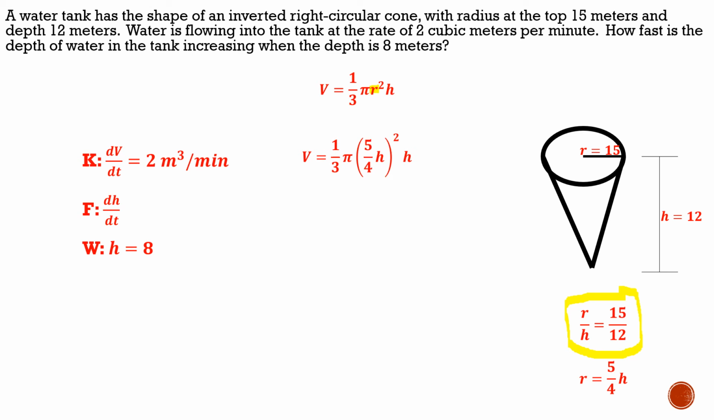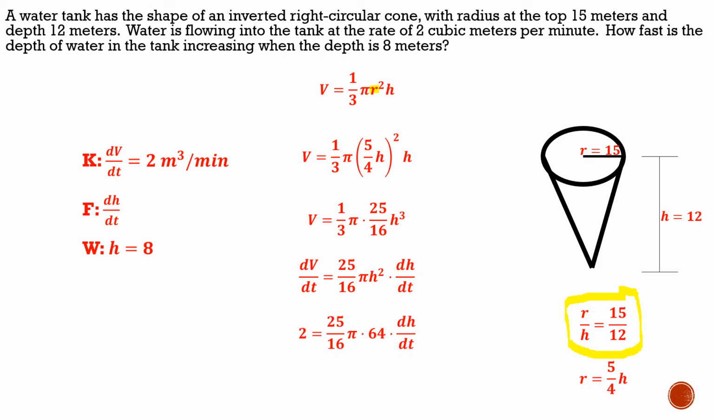Now taking that R and plugging it into my equation for volume, I get 1/3 pi (5/4 H) squared times H, and simplifying that, I get 1/3 pi 25/16 H cubed. Now if I take the derivative of both sides, I get dV/dt equals 25/16 pi H squared dH/dt. Plugging in everything that I know, H is 8 and dV/dt is 2, and simplifying that, I get dH/dt is 1/(50 pi) meters per minute.